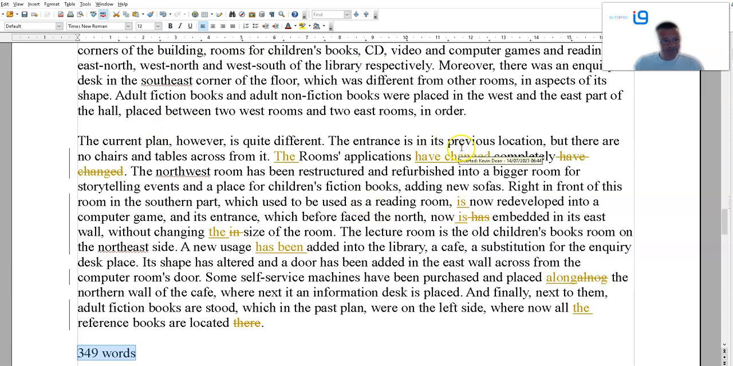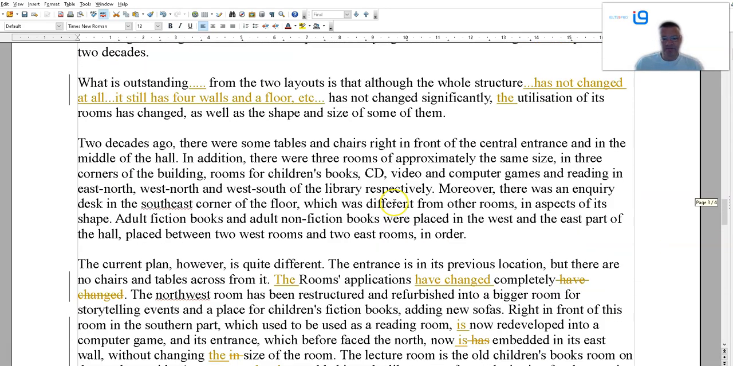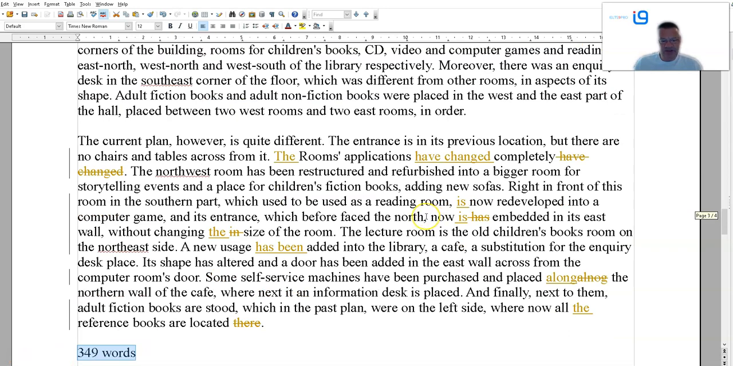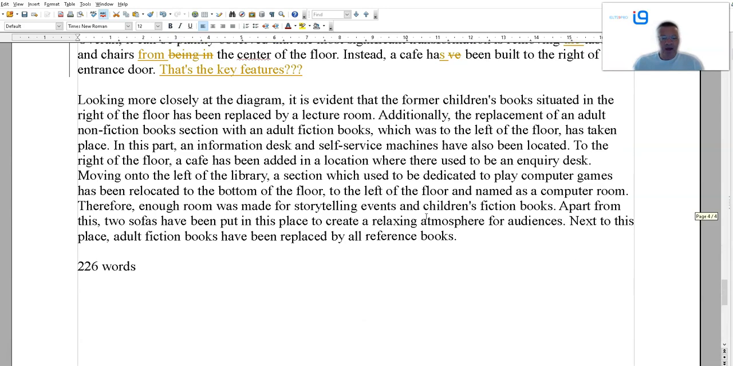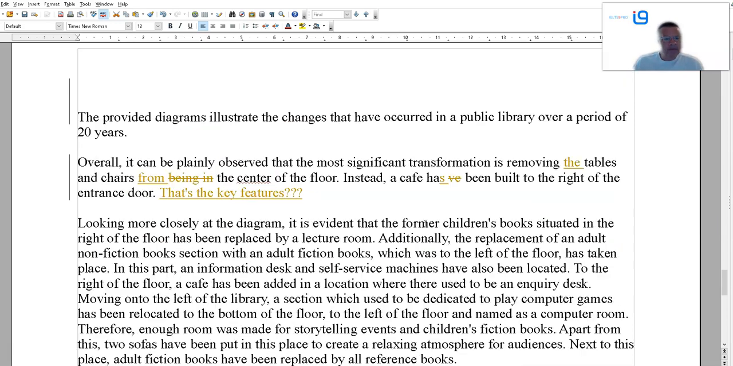So, a few things to change. We need some articles, present perfect, some verb forms, articles. Okay, so I'll just leave that there. So, as you can see, there's a few things there to change. And I think this is the final one. I only had 4 for this one. Now, right.